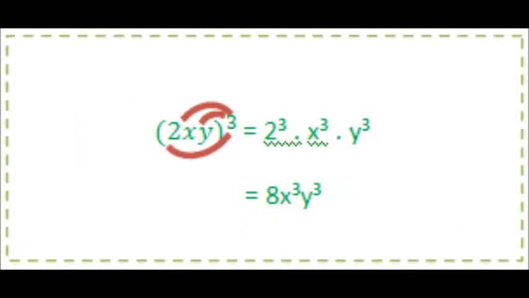Number 3. 2xy all raised to 3 equals 8x cubed y cubed. Distribute the exponent to each factor. 2, x and y are all raised to 3 to make it 2 cubed x cubed y cubed, and simplified into 8 x cubed y cubed. x cubed and y cubed cannot be simplified further because they are not the same.